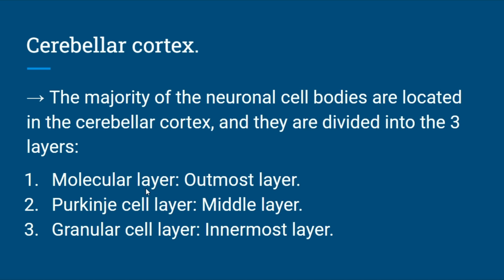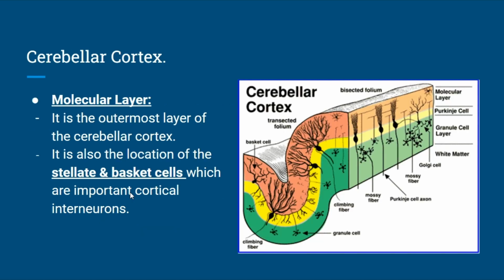The majority of the neuronal cell bodies are located in the cerebellar cortex, and they are further divided into three layers. The outermost layer is called the molecular layer, the middle layer is called the Purkinje cell layer, and the innermost layer is called the granular cell layer. So let's go through all of these layers from outside to the inside. On the cerebellar cortex, the outermost layer is called the molecular layer. It is also the location of the stellate and the basket cells, which are important cortical interneurons.